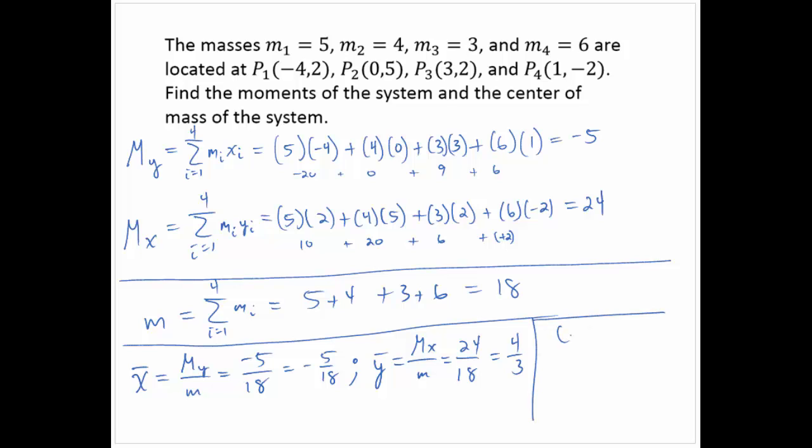So then the centroid, the center of mass of this system, would be the ordered pair (-5/18, 4/3). That means if I were to place a fulcrum underneath the plane at that point, it would be perfectly balanced.